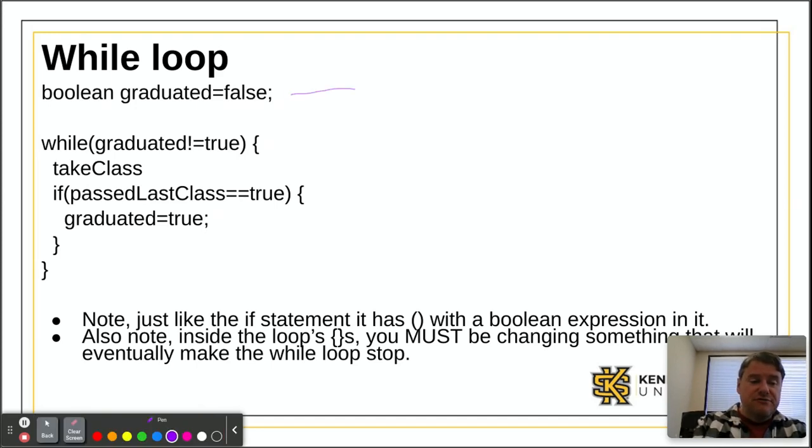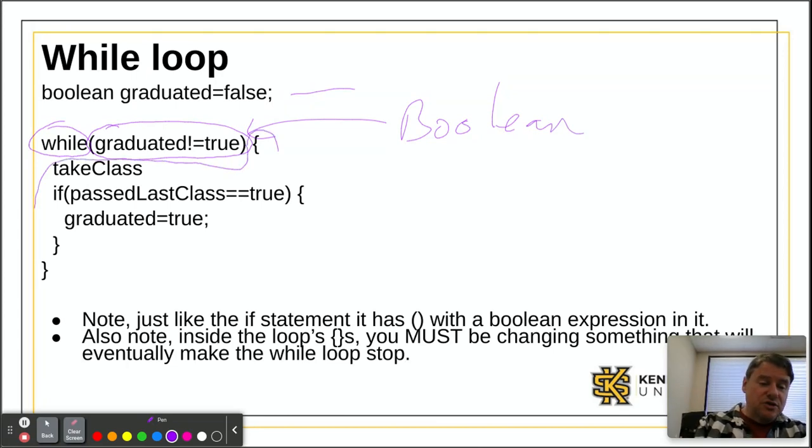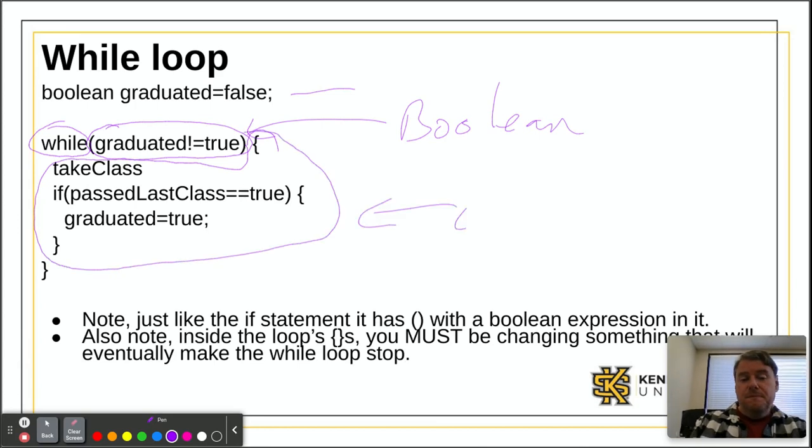You notice that, very similar to the if statement, we just put the word while, and then we have a set of parentheses, and in those parentheses we have something that evaluates to a Boolean. And then we have the curly braces that have the code that we want to execute over and over again.